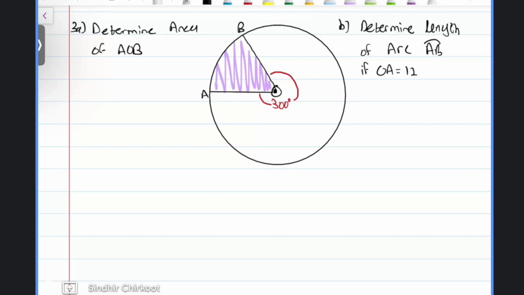So here they tell us we need to determine the area of AOB for 3a. This is not a difficult one. I'd like you guys to attempt this and let me know what you get for the area of the shaded portion AOB. Let me give you a moment. Think about it. Remember that this entire reflex angle is 300.